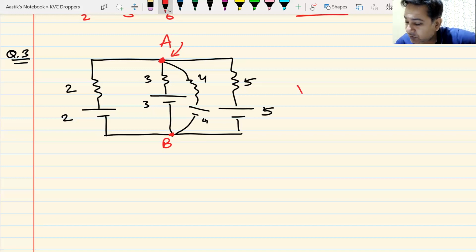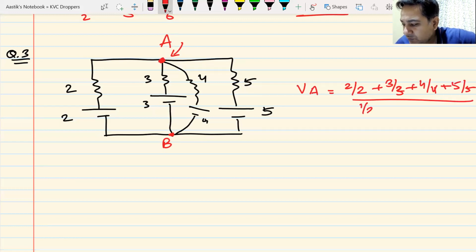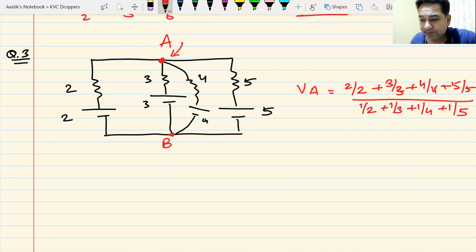So my VA will be equal to how much? You can just straight away write 2 by 2 plus 3 by 3. All of them are getting subtracted, so they will be added up. 3 by 3 plus 4 by 4, 4 by 4 plus 5 by 5, divided by 1 by 2 plus 1 by 3 plus 1 by 4 plus 1 by 5. Isn't it? Yes or no? Yes, sir.